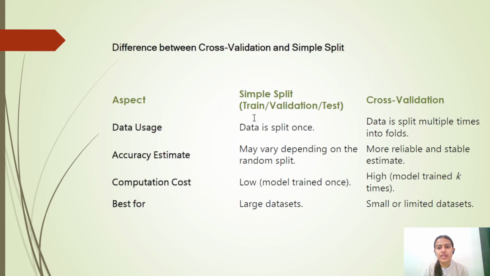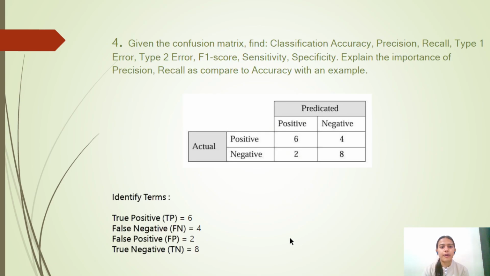What is the difference between simple split and cross validation? In a simple split, data is split once; in cross validation, data is split multiple times into folds. In a simple split the accuracy estimate may vary depending on the random split; cross validation gives a more reliable and stable estimate. Computation cost is low for a simple split and high for cross validation. A simple split is best for large data sets and cross validation is best for small or limited data sets.